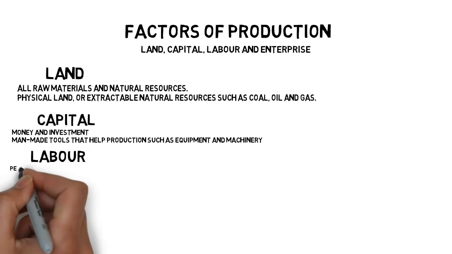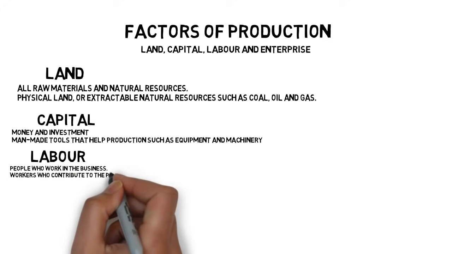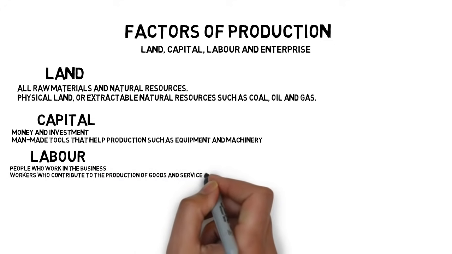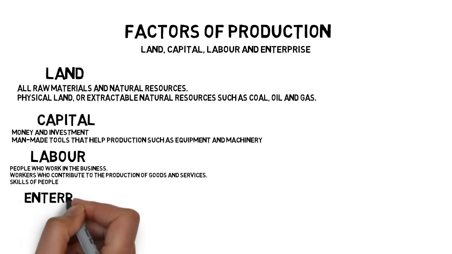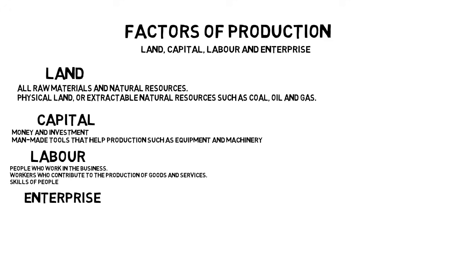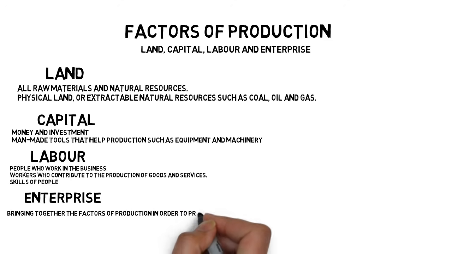Labor: people who work in the business, workers who contribute to the production of goods and services. And then we have the final factor, that is enterprise. Enterprise is bringing together the factors of production in order to produce a good or service. So what enterprise does is that it brings land, capital, labor, puts them all together, and it makes a product or a service that we as consumers want or need.